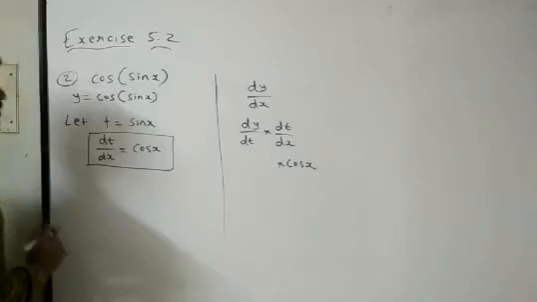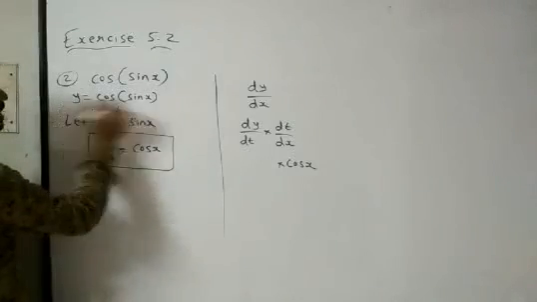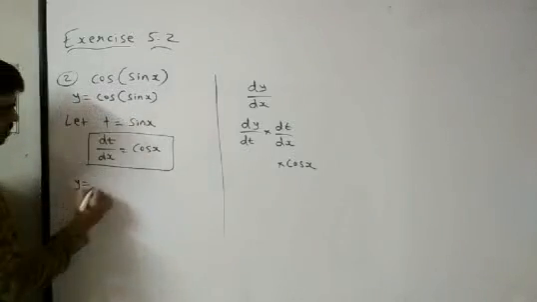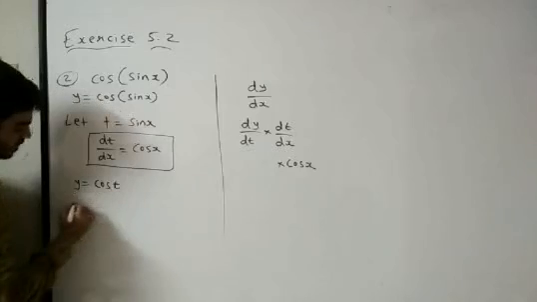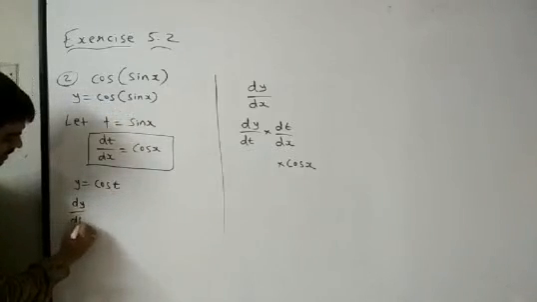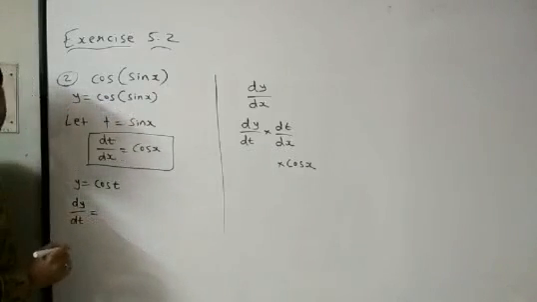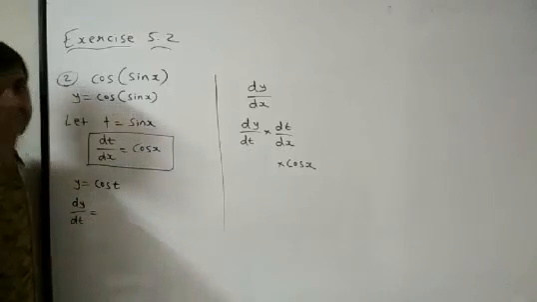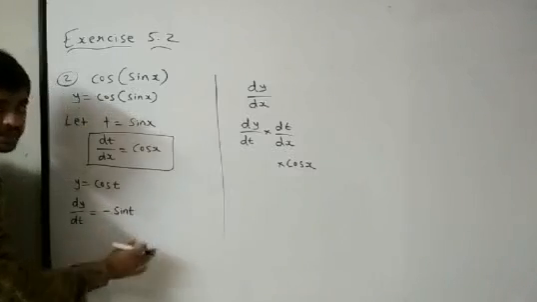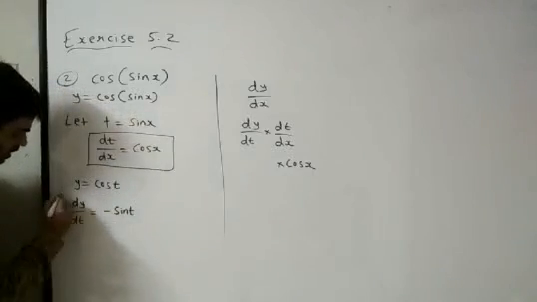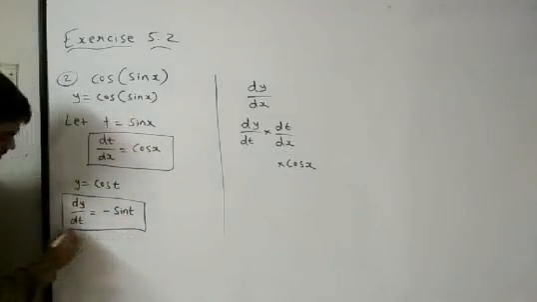Now dy by dt we want. We have y is equal to cos of sin x. Sin x is equal to t. So y is cos t, and dy by dt is the derivative of cos. What is the derivative of cos? Minus sin. So minus sin t into dt by dt, that is 1 only. So this is your dy by dt.